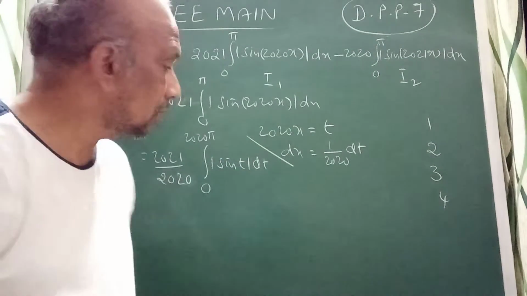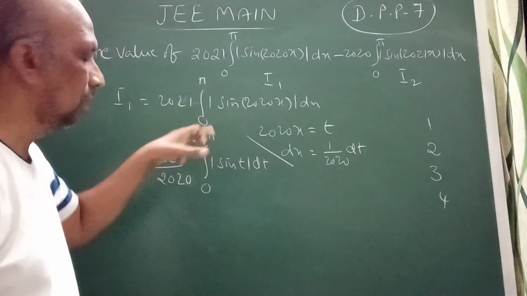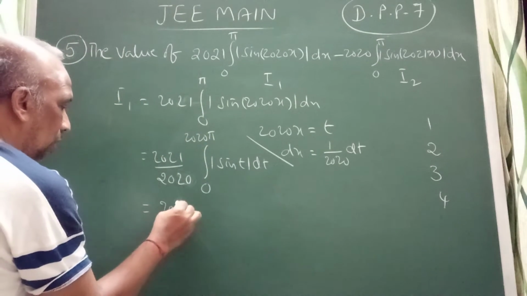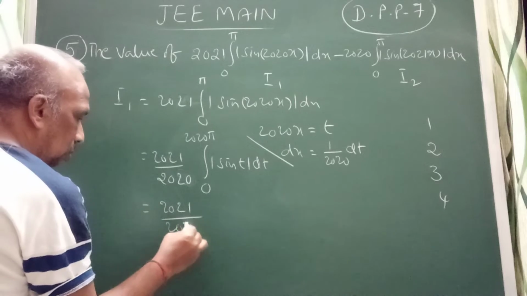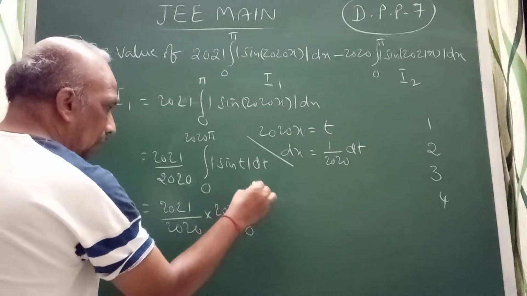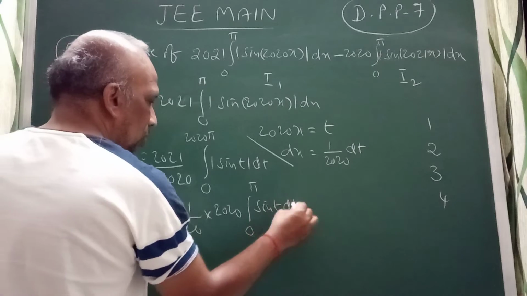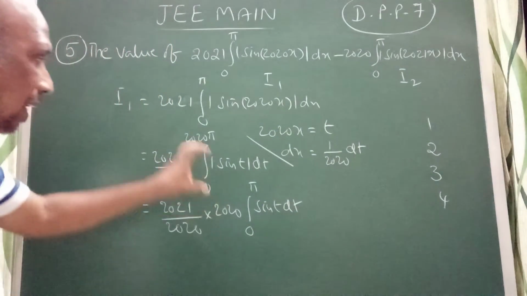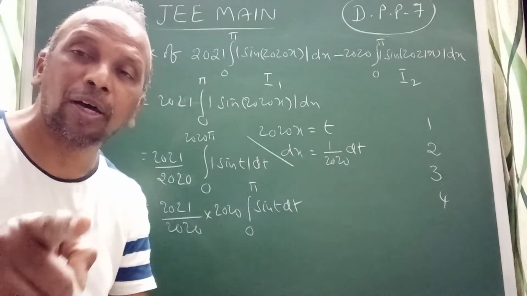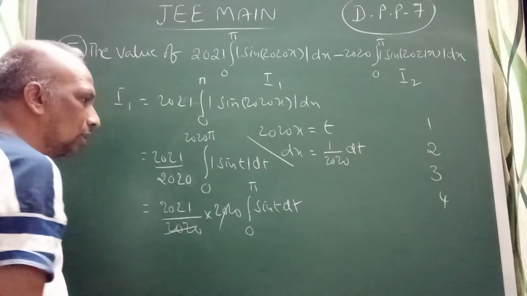But we know that mod sine t is a periodic function with period pi. So we can write 2021 by 2020 into 2020 into the integral from 0 to pi of mod sine t dt. Between 0 and pi, mod sine t is sine t, since the sine value is positive. So sine t dt, and you cancel this.